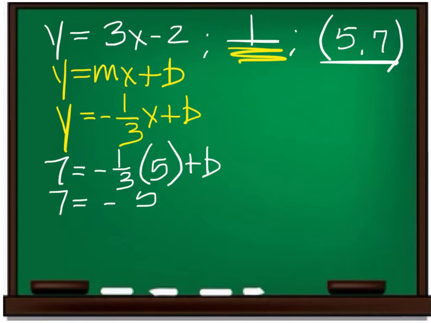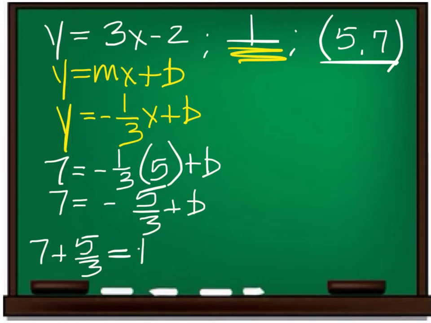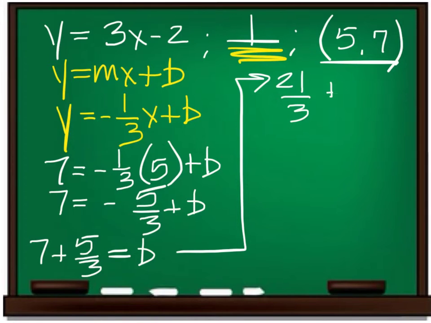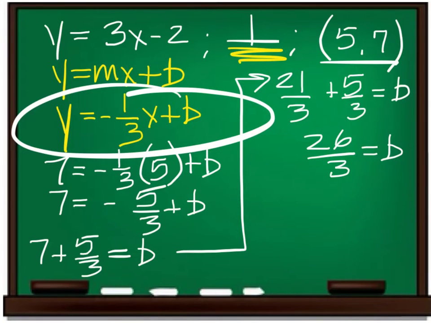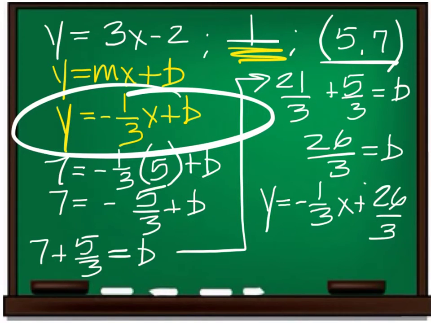Simplify to get a negative 5 over 3 and then move it to the left, making it plus. Now you need a common denominator of 3. So that's 21 over 3 plus 5 over 3, which is 26 over 3. And plug that back into this equation to get y equals a negative 1/3 x plus 26 over 3.